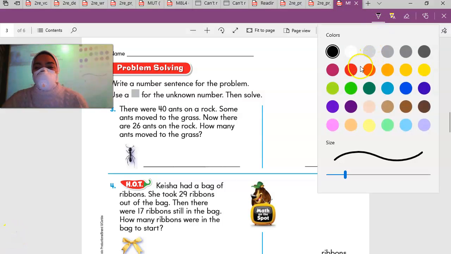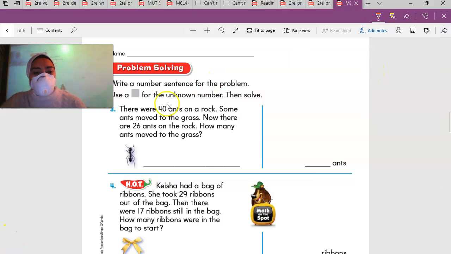Okay, so let's review what you've done and see if you did it right. There were how many ants on a rock? 40. 40 ants on a rock. Some ants, remember when we see some, we're going to write an empty box. So let's box that word. Some ants moved to the grass. Now there are 26 ants on the rock. How many ants moved to the grass? And moved means they're going away. That means you're taking away. I would box that too.